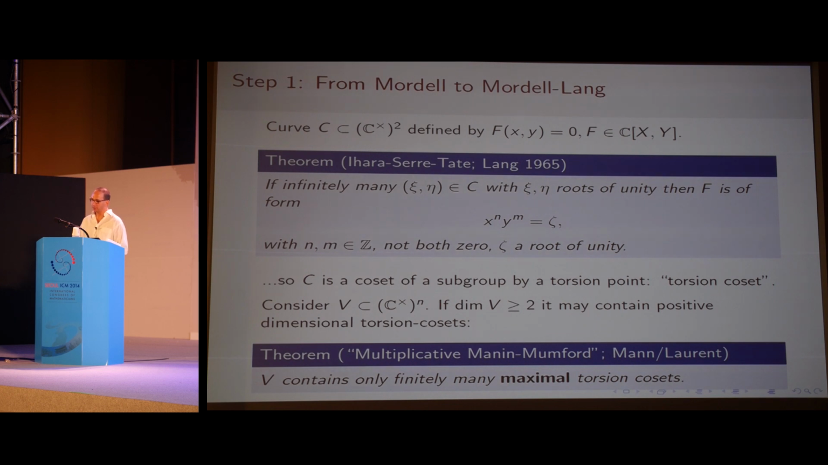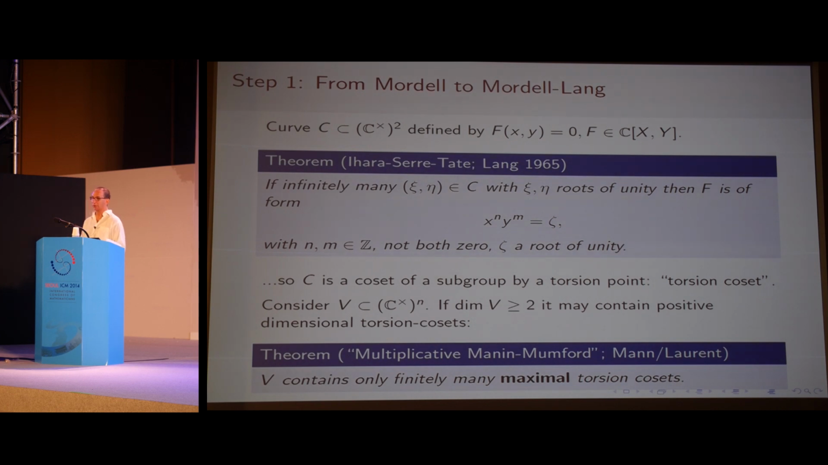The result says that there are only finitely many such points unless the curve has a very specific form which obviously gives rise to infinitely many such points, namely that the curve is a translate of a subgroup. And you can observe that if one coordinate of a point on such a curve is a root of unity, then so is the other one. And so you get infinitely many points.